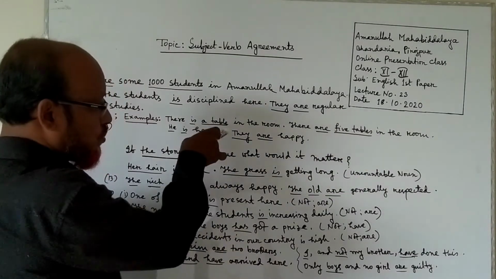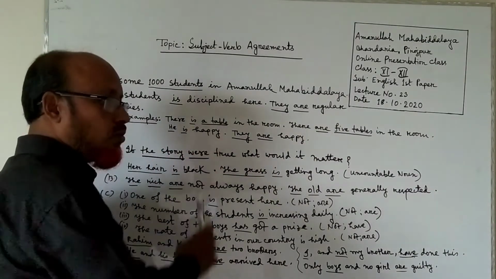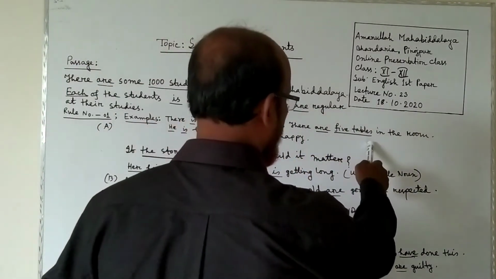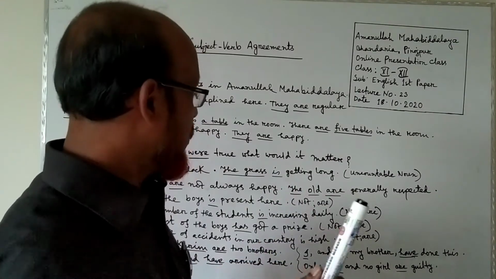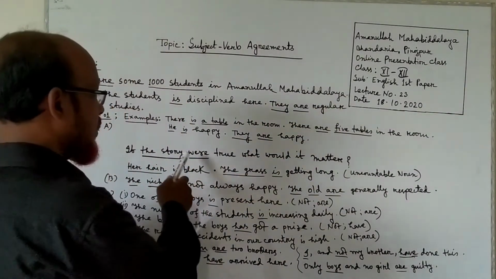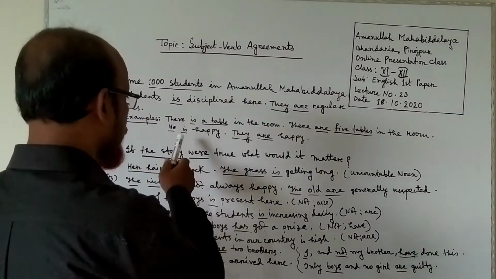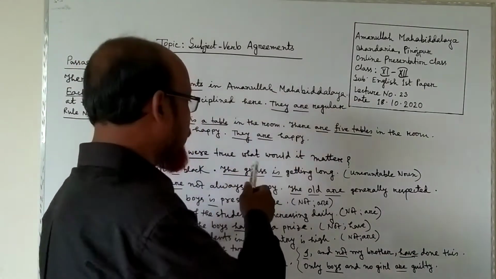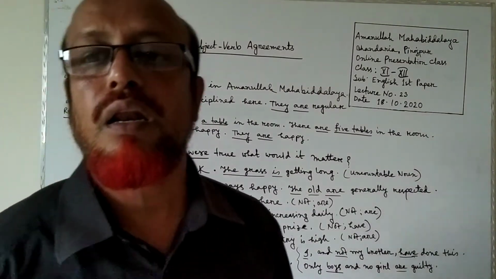If we go through the examples, we will see that "a table" is a singular form, and "is" is also a singular form. Next, "there are 5 tables in the room": here we used 5 tables as a plural form and the verb is also plural. Next, "he is happy": the personal pronoun "he" as the subject is a singular form, and we used "is" as a singular verb. Next, "they are happy": "they" is a plural form, and we used the verb to be "are," also a plural form.